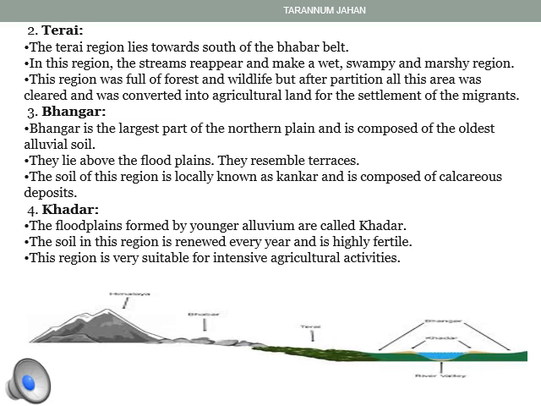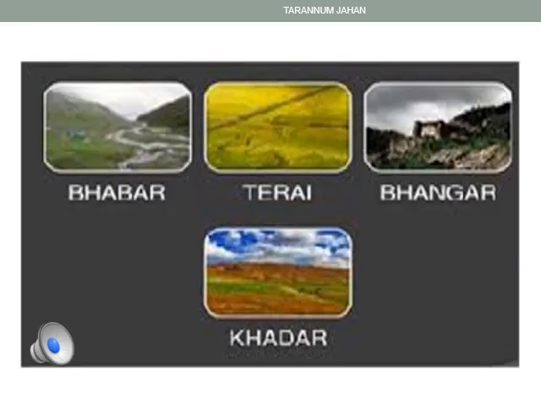Khadar. In the south, we find Khadar, very fertile soil, good for agriculture, and it is just below Bhangar. So the four belts of the northern plain are Bhabar, Tirai, Bhangar and Khadar.